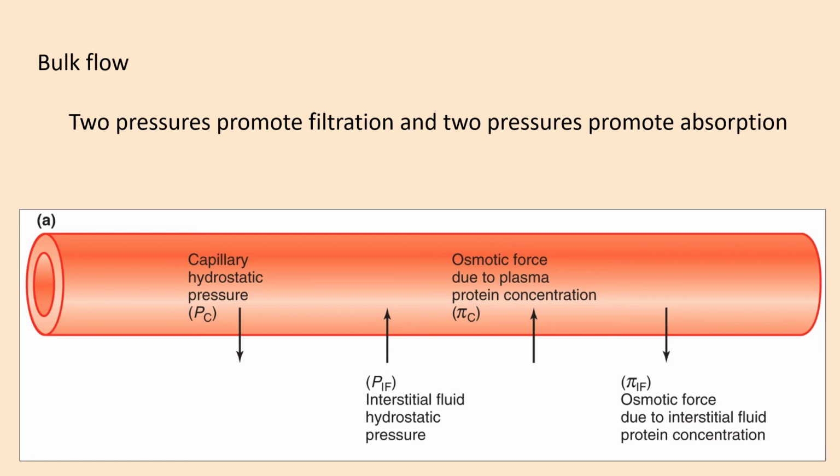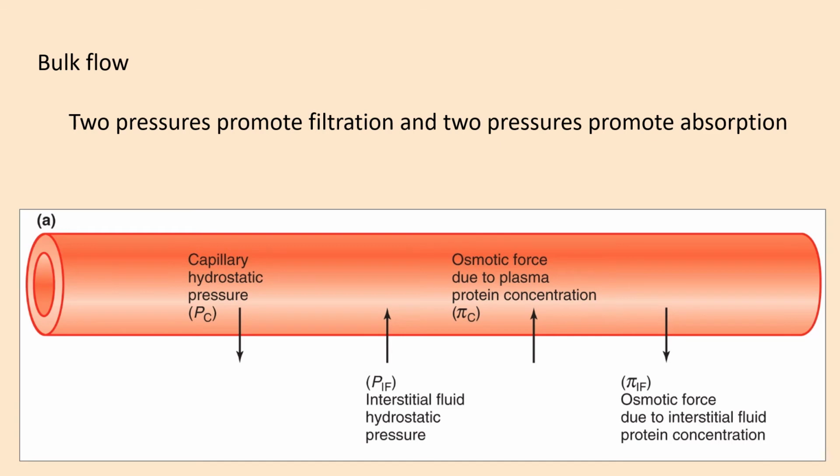Starting with capillary hydrostatic pressure on the left. It's abbreviated capital P sub C. So that's a hydrostatic pressure that occurs inside the capillary. That's blood pressure, right? And the pressure of the liquid inside the vessel is higher than the pressure of the liquid outside the vessel. And so, as indicated by the arrow, capillary hydrostatic pressure is going to promote filtration, bulk flow, the movement of water and solutes out of the capillary.